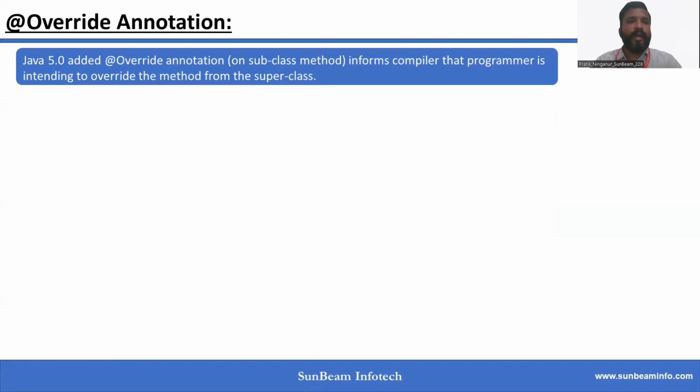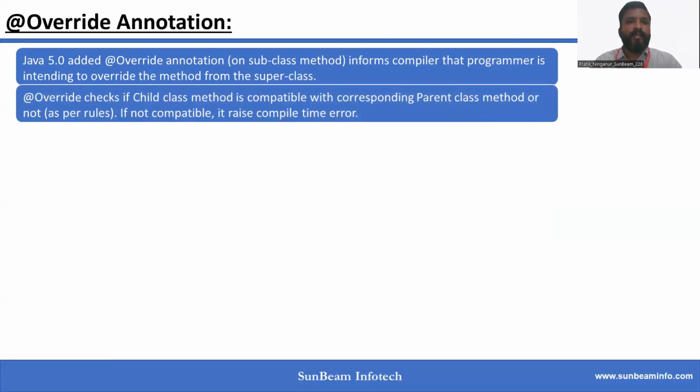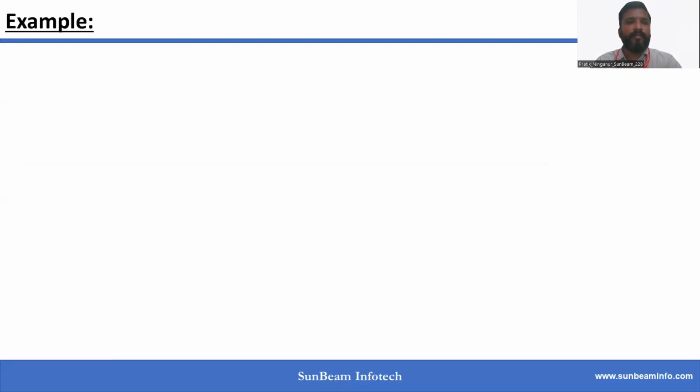The @Override annotation was introduced from Java 5.0. It simply informs the compiler that the programmer intends to override a method from the superclass. The Override annotation checks whether the child class method is compatible with the corresponding parent class method, and if it is not compatible, it raises a compile time error. It is not compulsory to write the Override annotation, but it is good practice as it improves readability and reduces human error. So let us look at an example which demonstrates method overriding.